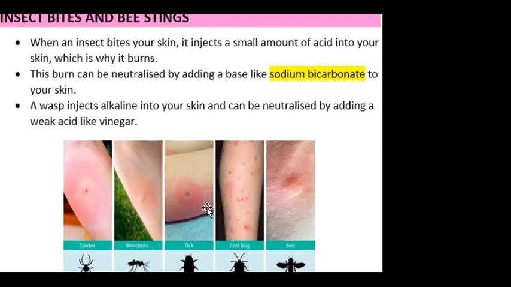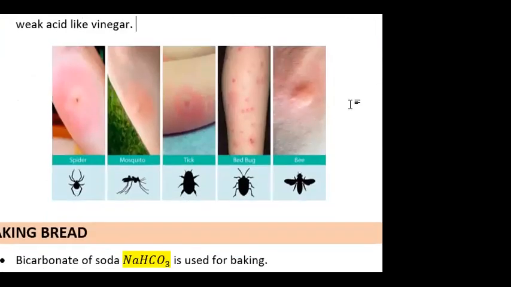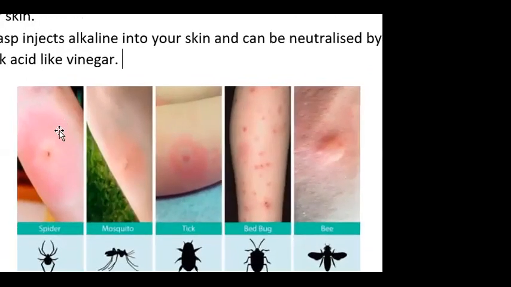And I've added, just for your amusement, different types of bites. This is how it looks when you get a bee sting, a red bug, whatever that is, a tick, right? A mosquito, and a spider. Just zooming into the spider one.